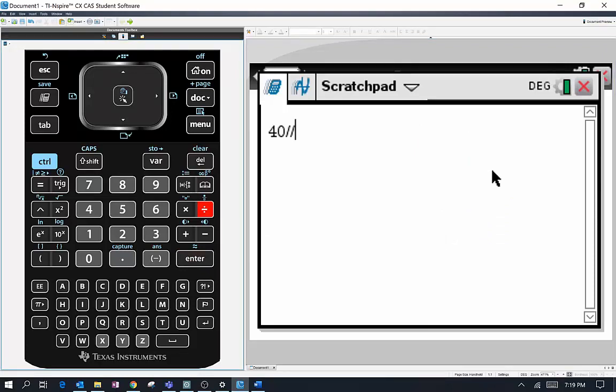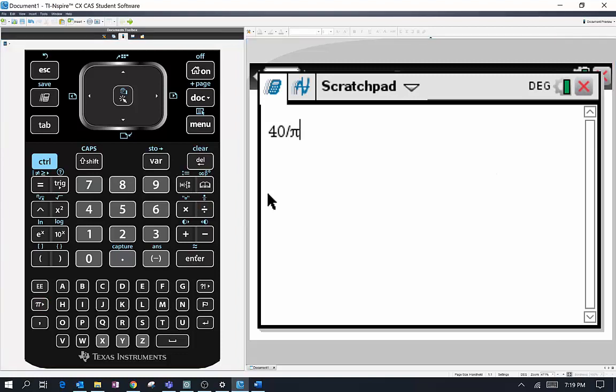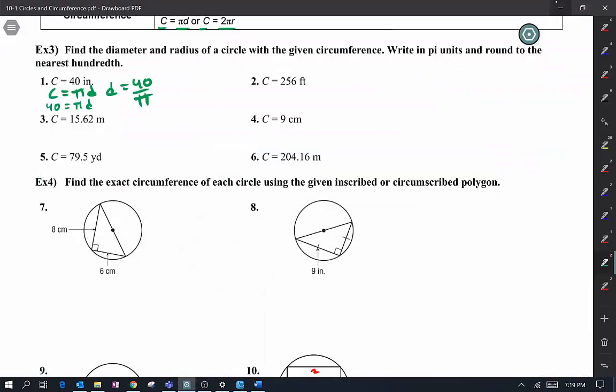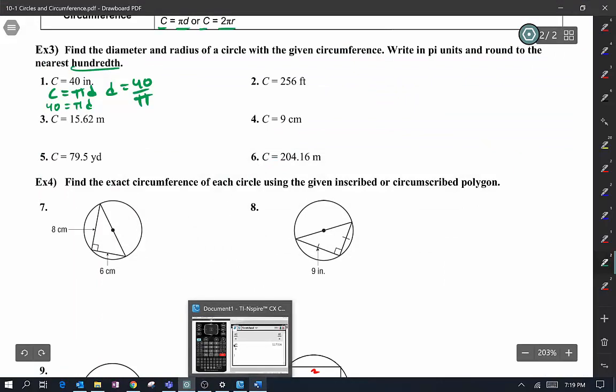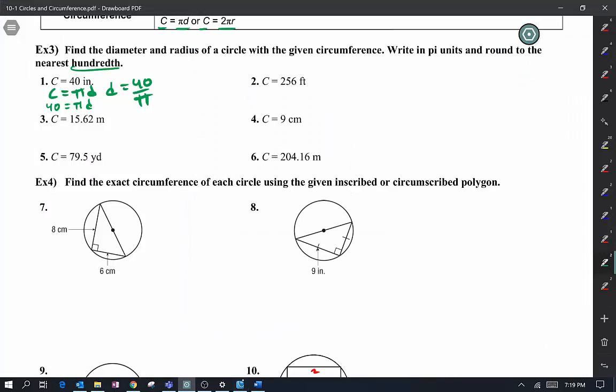So 40 divided by pi is about 12.7. Oh, it says to the nearest hundredth, so let's go to the nearest hundredth. So 12.73. So it's 40 over pi, or 12.73, and it's in inches.